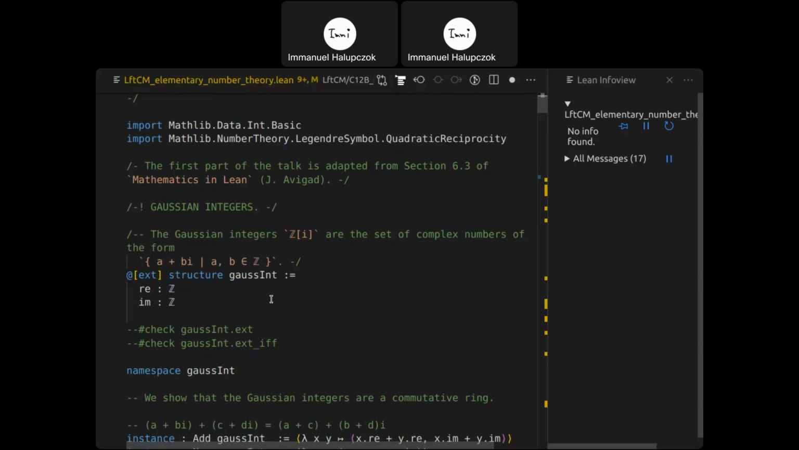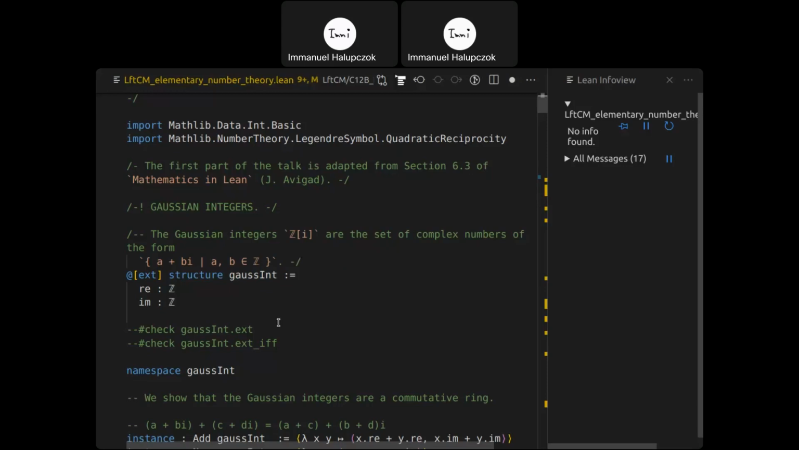Just define a structure, right? So we can define a structure GaussInt with two fields, one field for the real part and one field for the imaginary part. Of course, if we do this, we are only defining this as a type, right? So we will have to then tell Lean how to define the addition and multiplication and so on, and we'll have to prove that this is a ring.